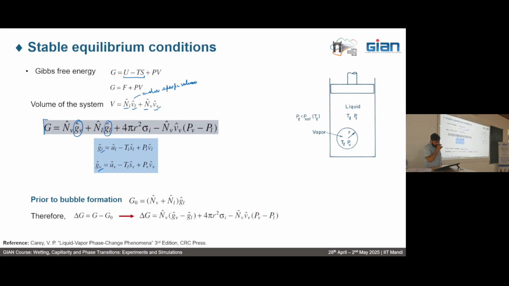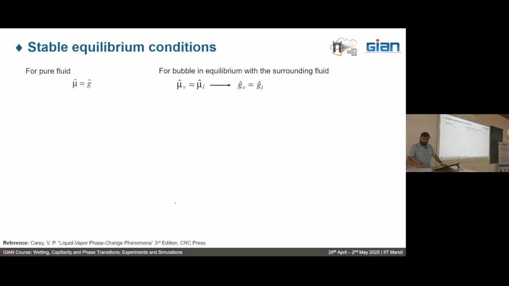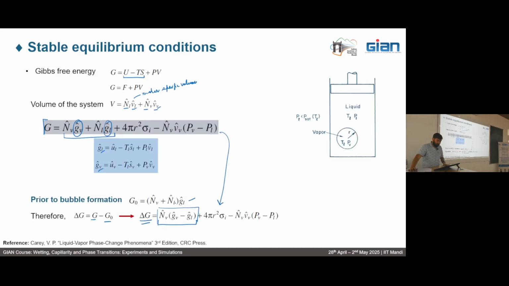Now, if we try to find the change in the Gibbs energy, which is final minus initial, we get this expression: delta G is equal to NV times (GV minus GL) plus 4 pi r square sigma. I have simply subtracted one equation from the other. Here we had NV GV and NL GL separately, and now we have a much simplified expression where we do not have the term NL GL.